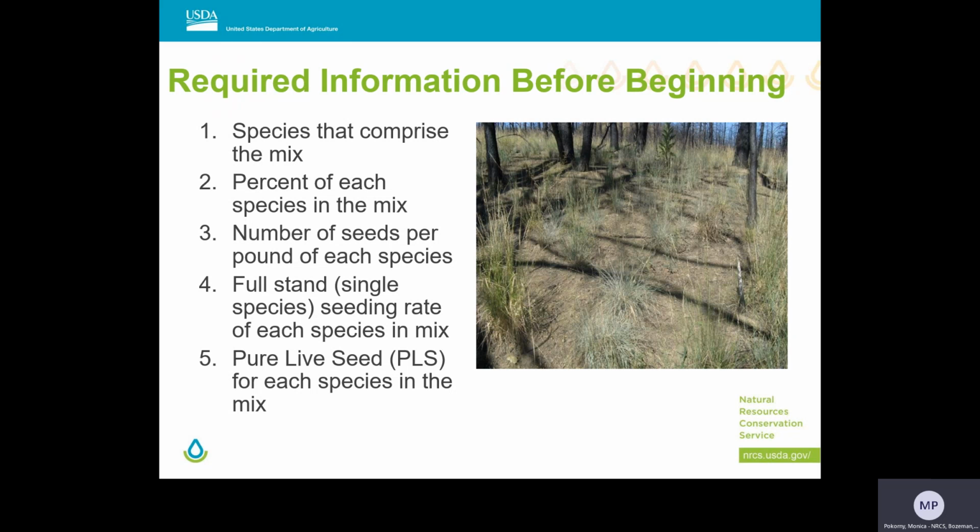Other items that we're going to need to know before starting a seeding are the number of seeds per pound of each species, the full stand seeding rate of each species, and the amount of pure live seed for each species that we purchased. Let's talk about each of these in more detail.